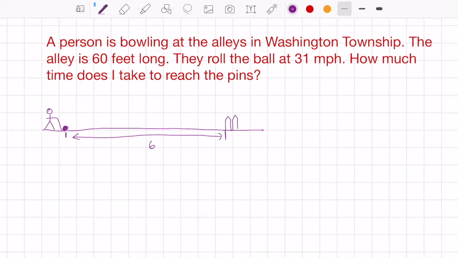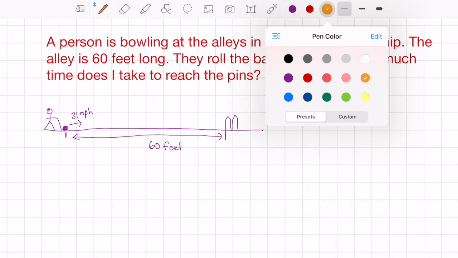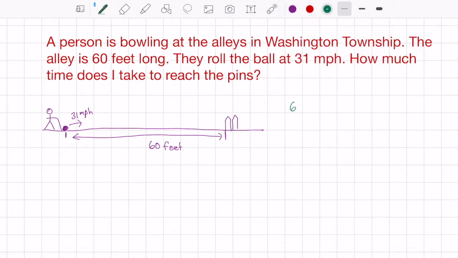In this case, we have a 60-foot long bowling alley, and the bowling ball is going to be thrown at 31 miles an hour. The first step we need to do is convert. Use your conversion factors to convert the 60 feet into meters. Meters is the standard that we want to use in all of our problems. Meters is the international standard for length and distance, so you always want to convert.